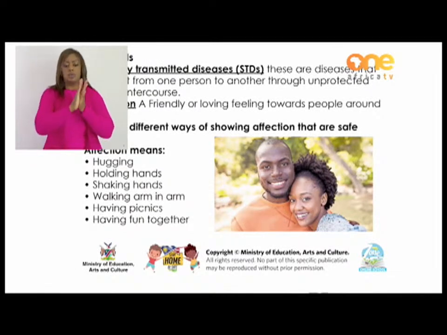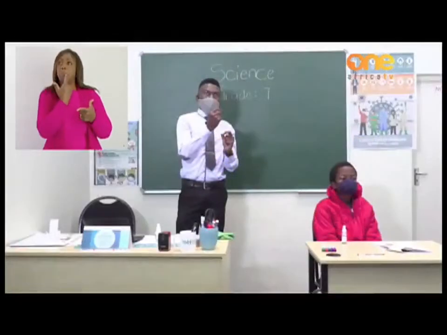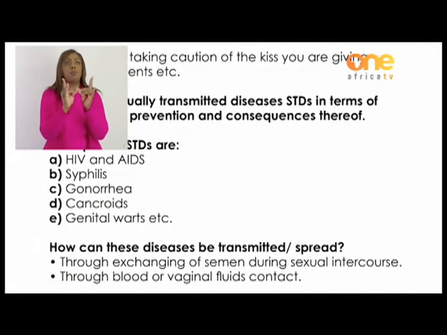Our first competence says a learner in grade 7 must be able to describe different ways of showing affection that are safe. The different safe ways of showing affection are hugging, holding hands, shaking hands, walking arm in arm, having picnics, and having fun together. Kissing too, but you must take some caution: if the person you are kissing has an open cut on their lips, and you also have an open cut on your lips, that might end up transmitting the virus.